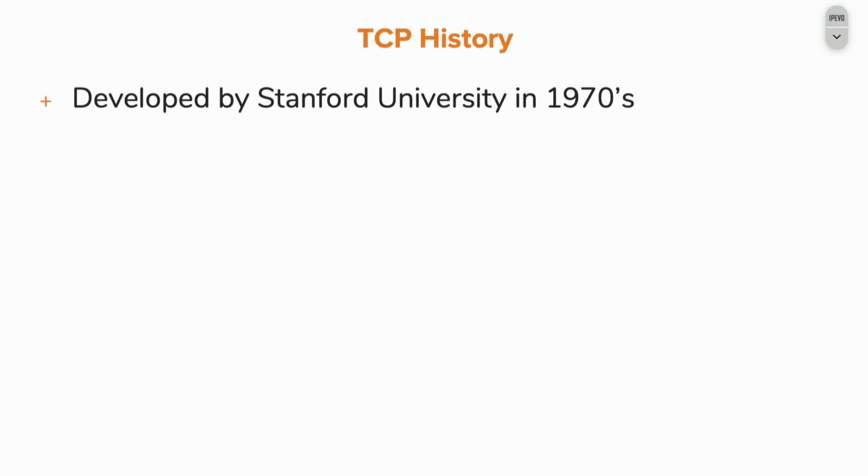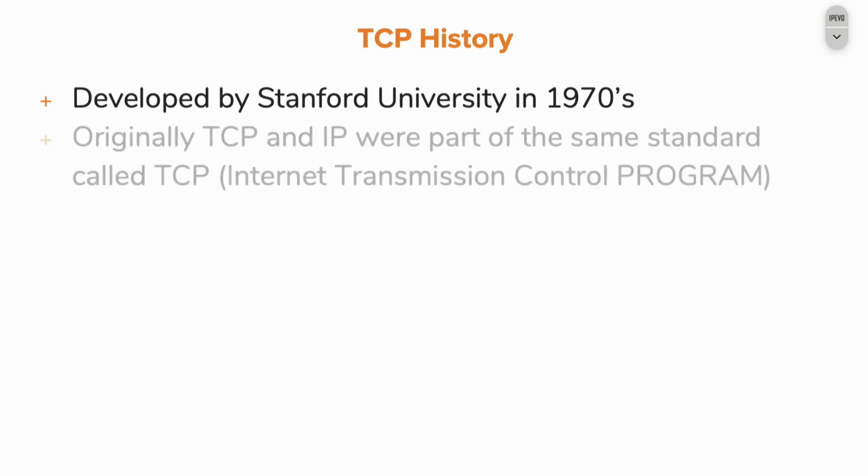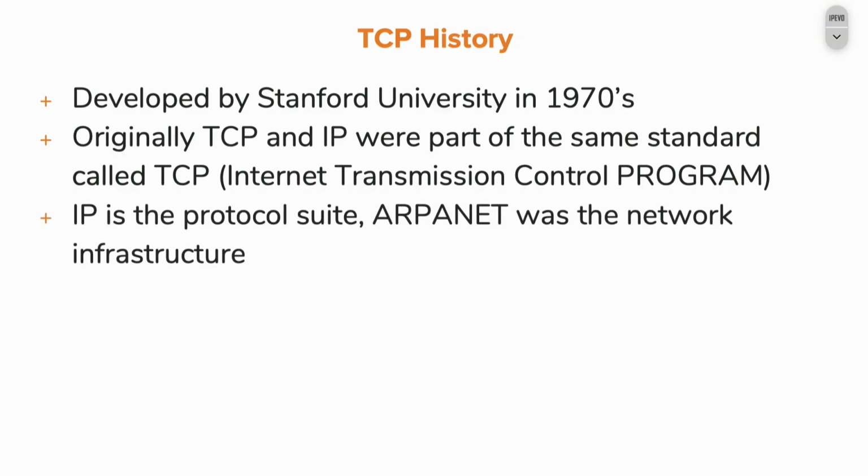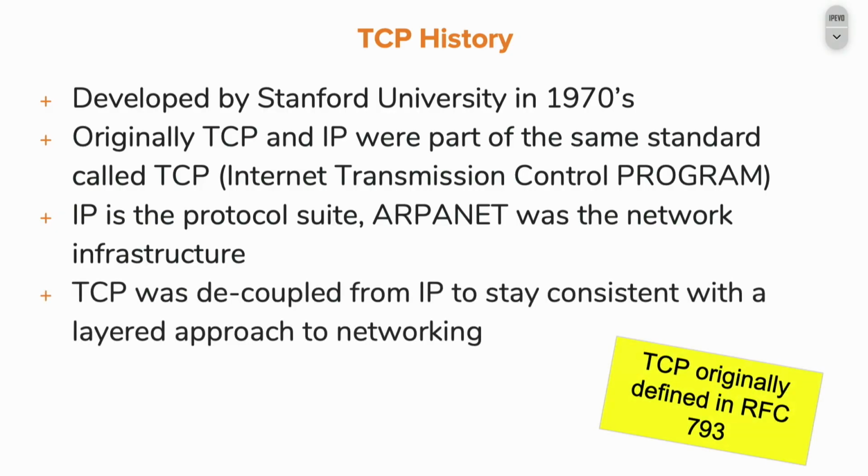TCP was originally developed by Stanford University in the 1970s, and originally TCP and IP were part of the same program called the Internet Transmission Control Program. IP is a protocol suite and ARPANET was the network infrastructure. As this mentions here, TCP in very short order was decoupled or pulled away from IP to keep them separate and to stay consistent with a layered approach to networking.